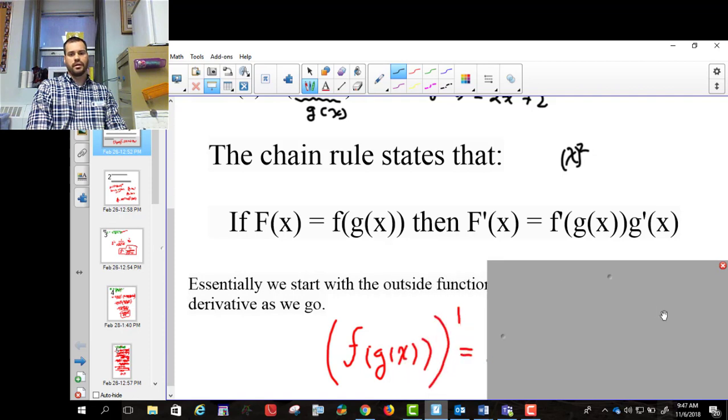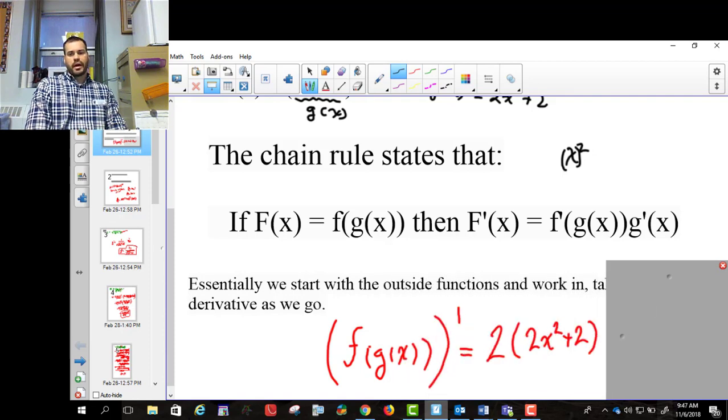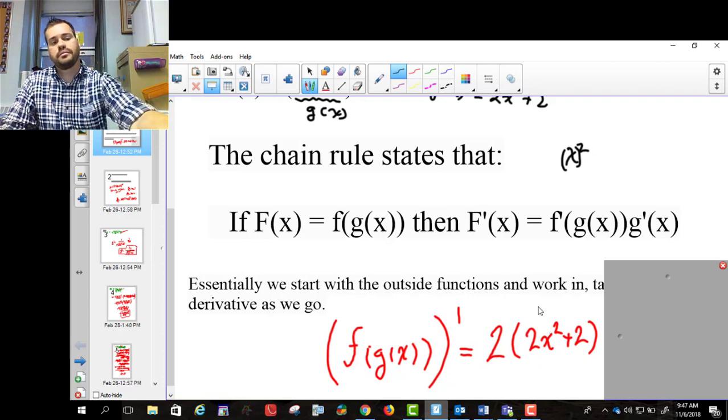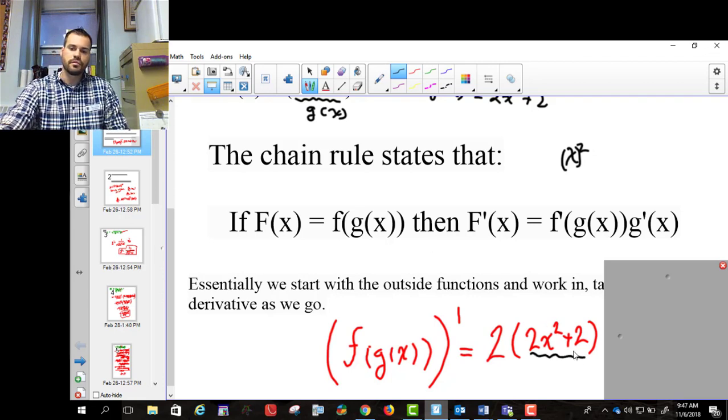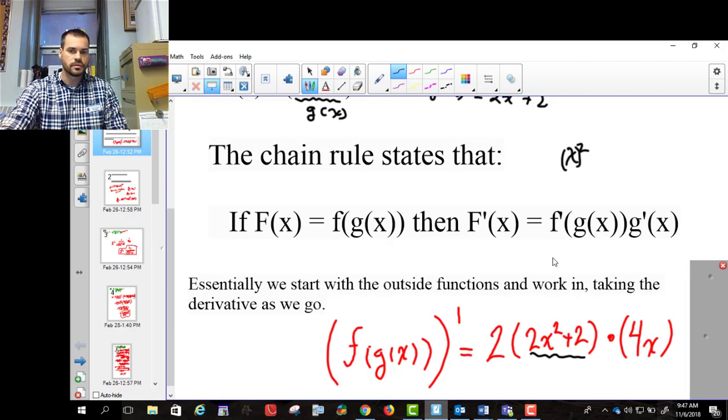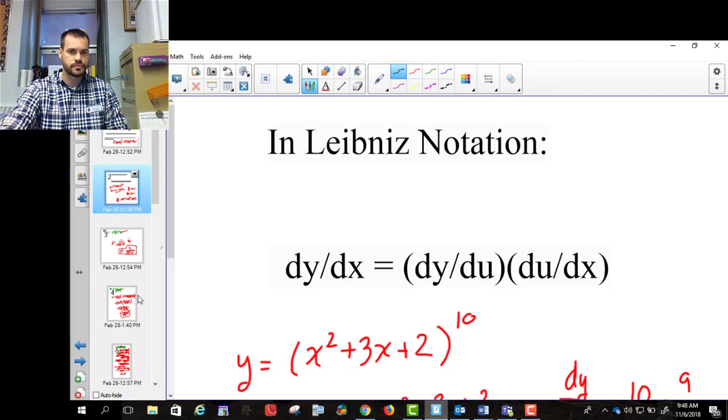So what does that mean? Well, we're going to do the power first. We treat it as if it's just x squared. It's not just x, but we pretend that it is. So we just go, that's 2 times x to the 1, but x is this function, g of x, so we just leave it there. And then we proceed to multiply by the derivative of this. The derivative of that is 4x. Okay? So that's the chain rule. That's how it works. We're not going to prove that rule. If you want to see the proof, it is in the textbook.